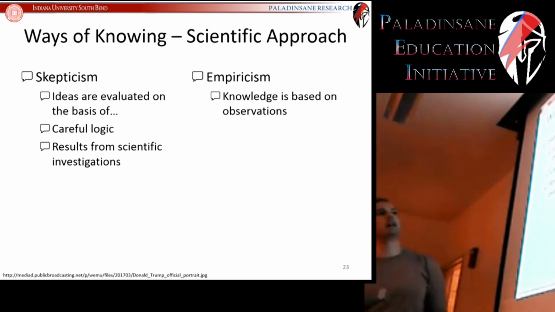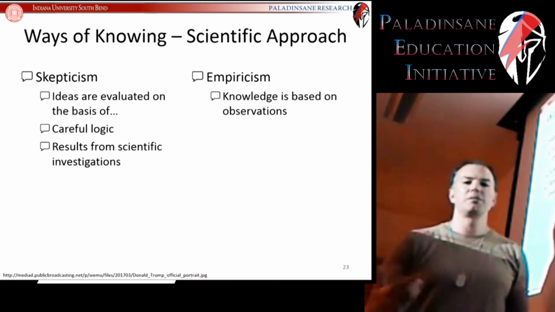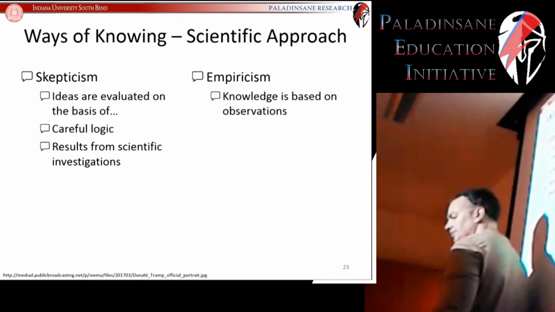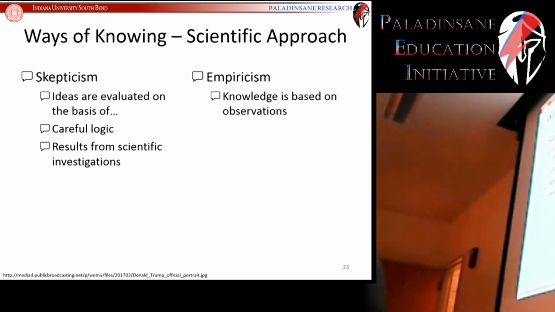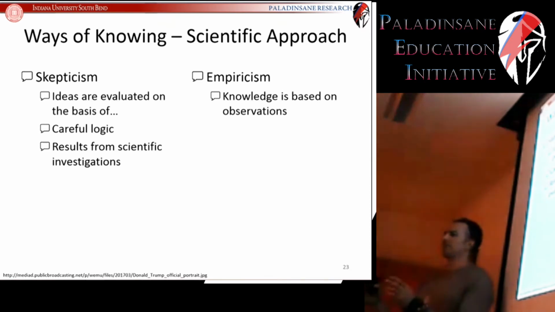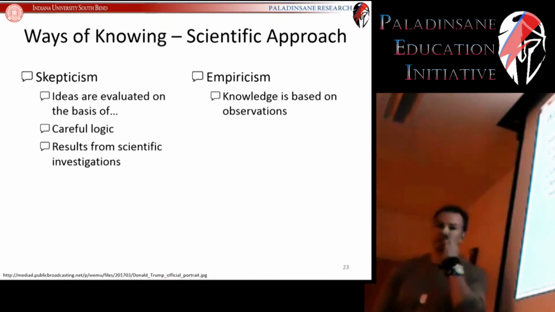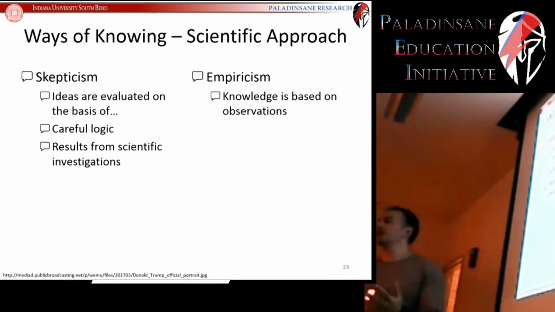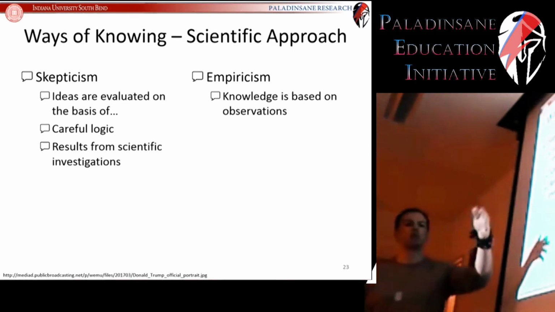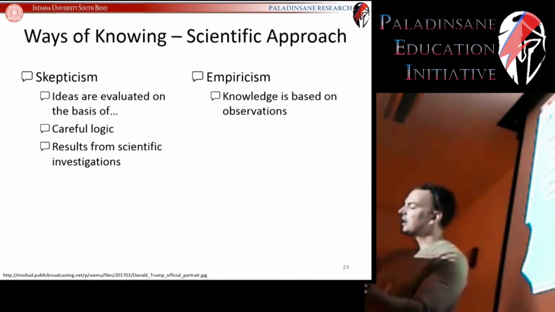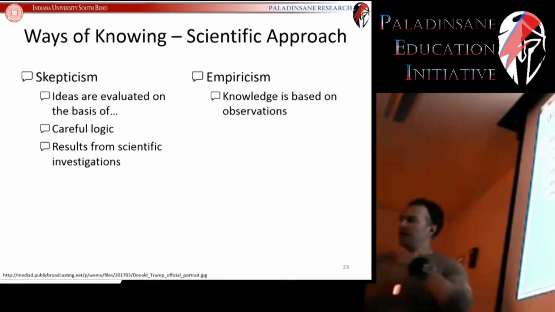Empiricism is another scientific approach, and this is knowledge based on observations. And notice it's observations, not observation. Observation is anecdotal evidence. If you see one thing, that's anecdotal evidence. But if you see it 100 times, 1,000 times, if you see it multiple times, then you can see a pattern and you can get to the truth.